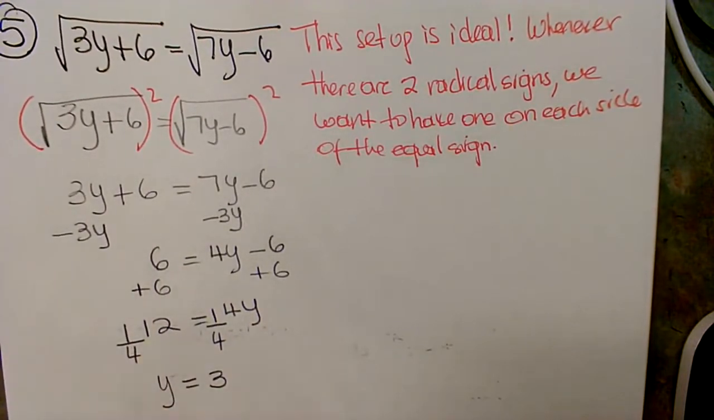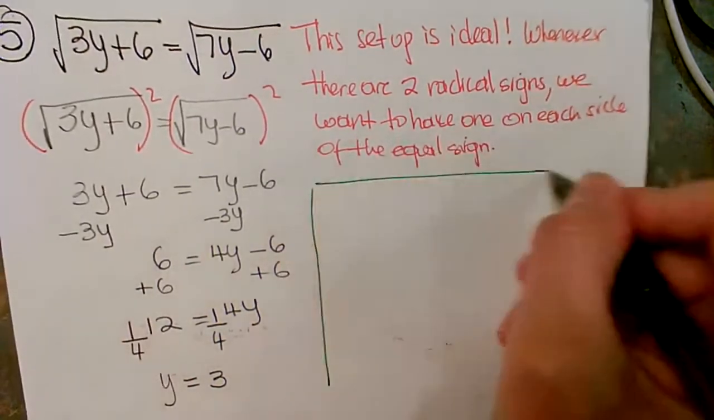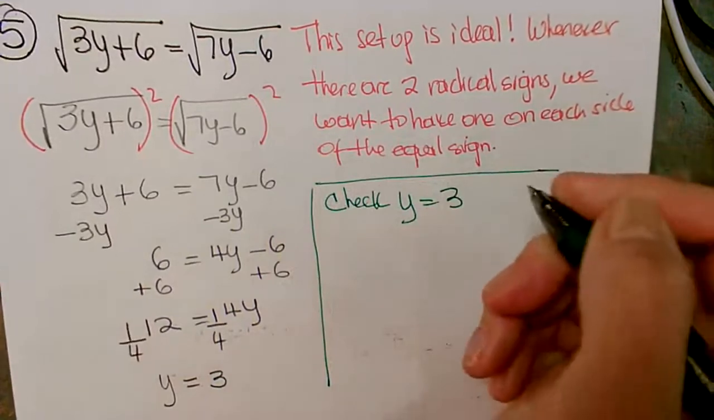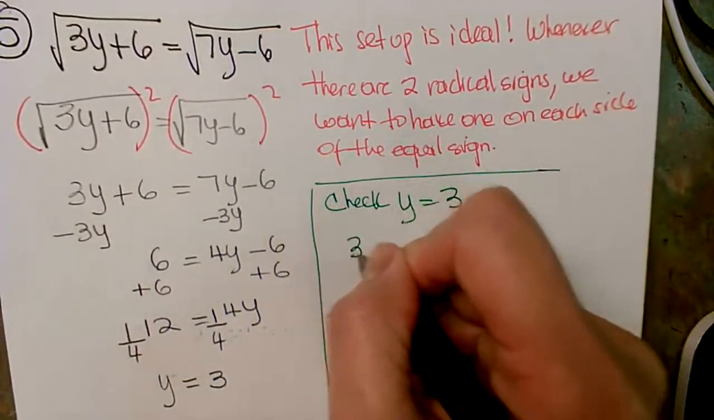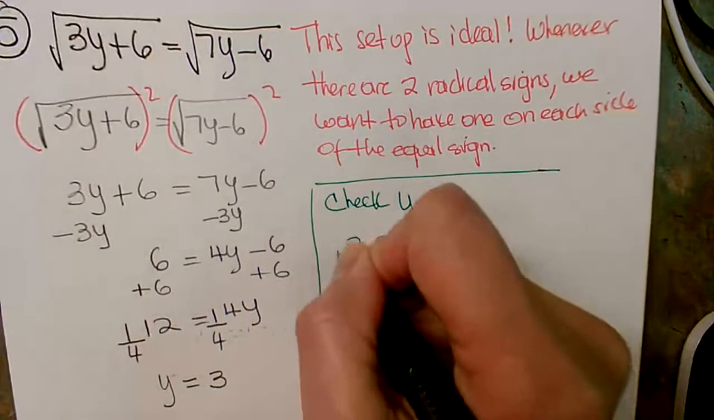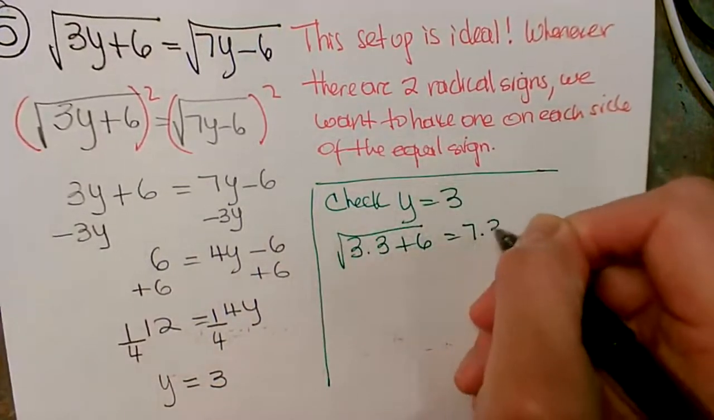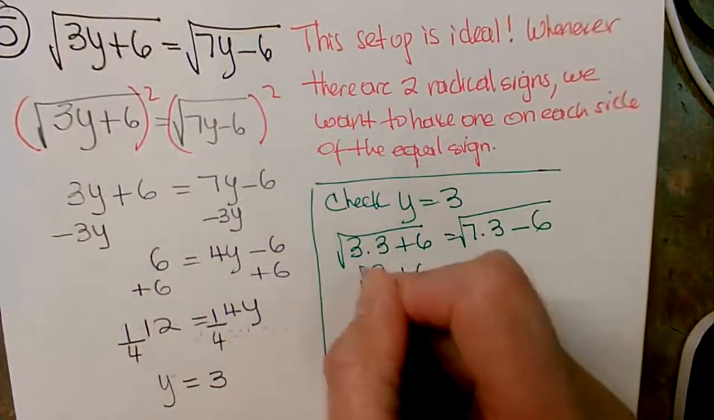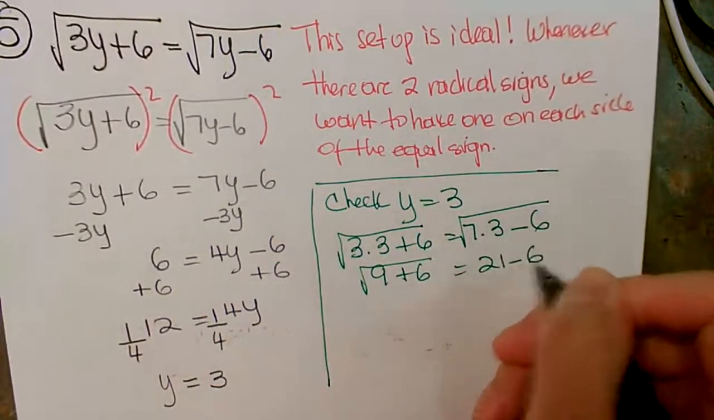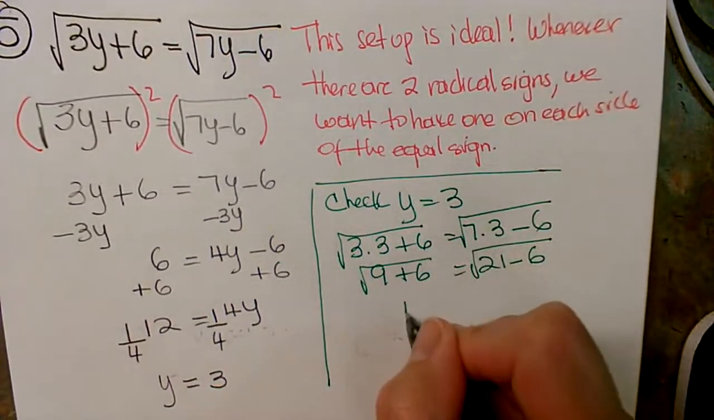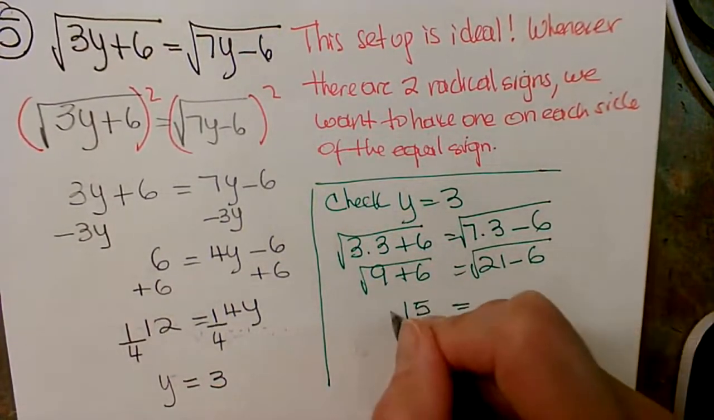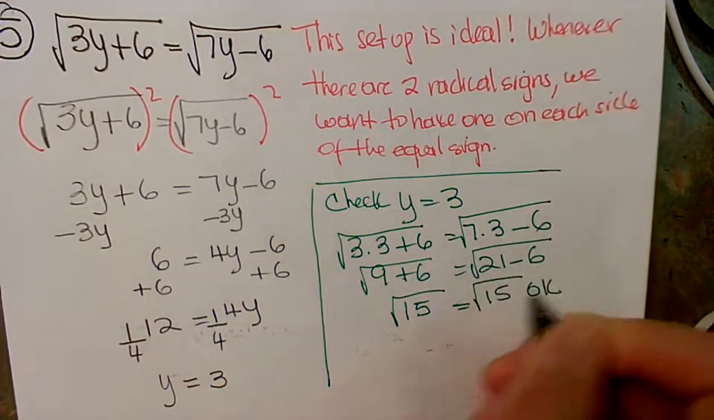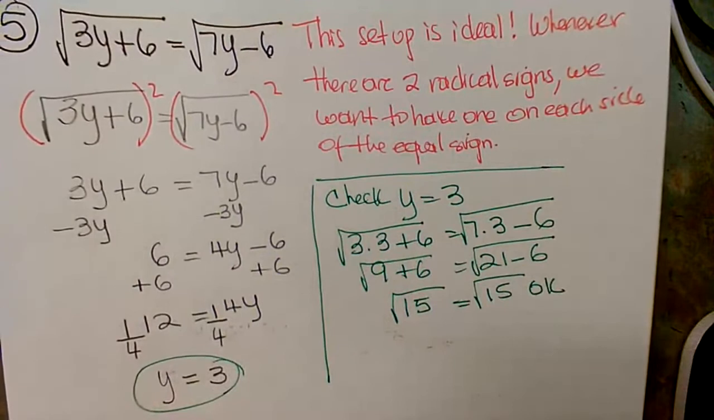Now, let's check that. So we have 3 times 3 plus 6, and 7 times 3 minus 6. This is 9 plus 6, and 21 minus 6. 9 plus 6 is 15, right? And 21 minus 6 is 15 too. So this is the answer.